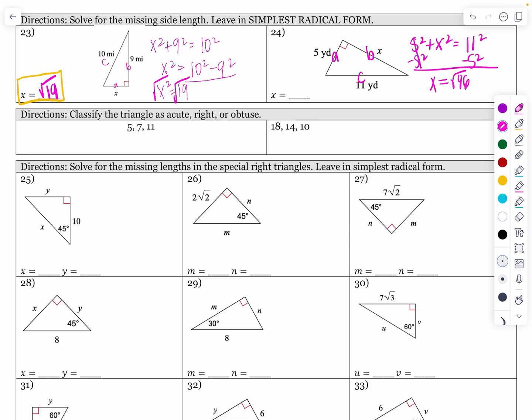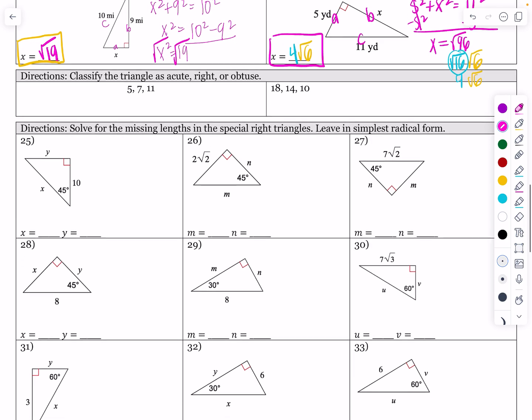for x. Why does that simplify? Because there's a perfect square that goes into it. It's going to be 16 times 6. Of course, when I do the square root of 16 times 6, that is going to give me 4 root 6. Final answer would be 4 root 6. A perfect square factor. So 4 root 6 is my final answer. Type that in and make sure that it is less than 11, which it is.